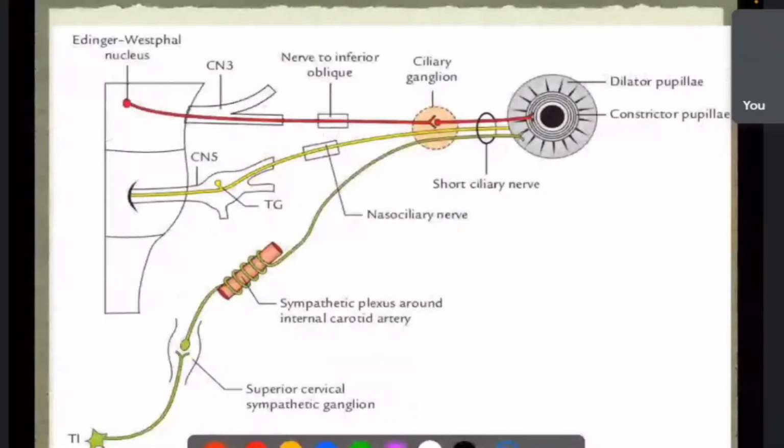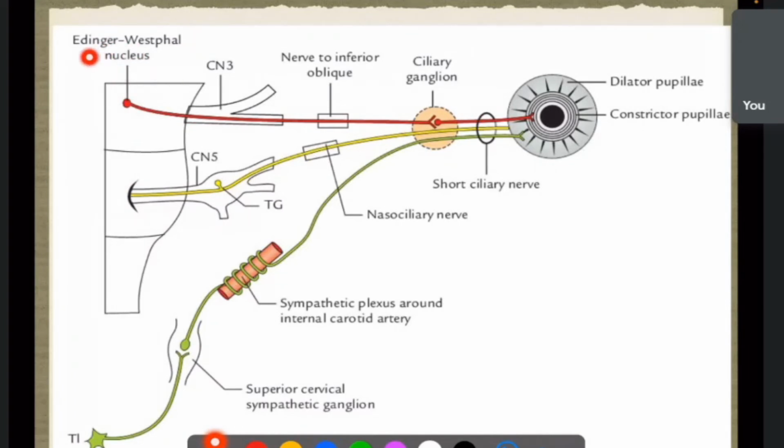This is the diagram I wanted to explain. So you have the ciliary ganglion in the orbit. It is a peripheral parasympathetic ganglion and it has three roots. You have the parasympathetic root, you have the sensory root, and this green is the sympathetic root that is passing through the ciliary ganglion. So explain the parasympathetic root. It is starting from which nucleus? From this nucleus, Edinger-Westphal nucleus.